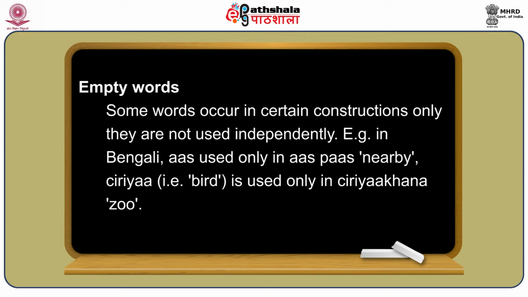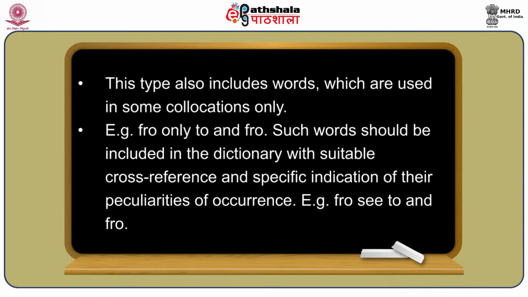In Bengali, the word is used in the sense of aspas, that is, nearby. Chidiya is a word used only in the word chidiyakhana in that sense. This type also includes words which are used only in some collocations, such as to and fro, and such and such. Such words should be included in the dictionary with suitable cross-references and specific citations, indicating their peculiarities in occurrences.